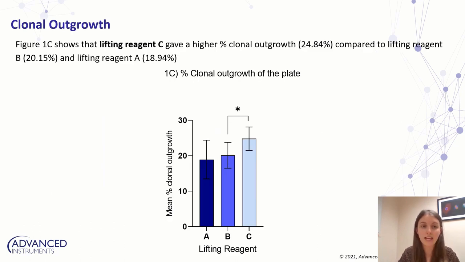We also investigated the percentage clonal outgrowth and whether this was affected by each of the lifting reagents. So you can see from figure 1c that again lifting reagent C provided the highest percentage clonal outgrowth with a value of 25%. And this was approximately 5% higher than lifting reagents A and B, taken as averages from the 5 plates.